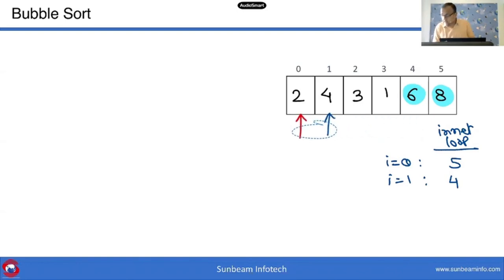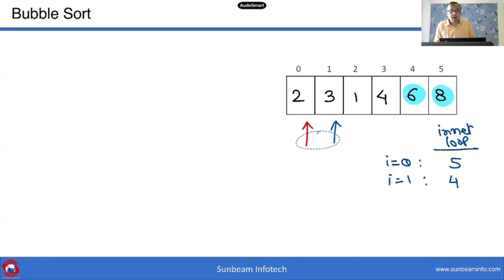You again understand that 2 is less than 4, nothing much to be done. But now 4 is greater than 3, you do the swapping. Again you compare, 4 is greater than 1, you again do the swapping, correct? And then, to be frank, the next comparison is not at all needed.